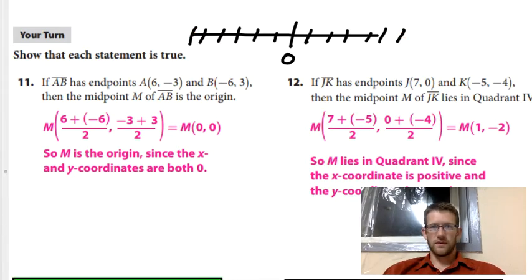Let's try some other ones. How about 7 and -5? So it's 1, 2, 3, 4, 5, 6, 7. So 7 is right here. This is the x value for J. I'll go ahead and label this. So that's J. I can do the x value for K, which is at -5.